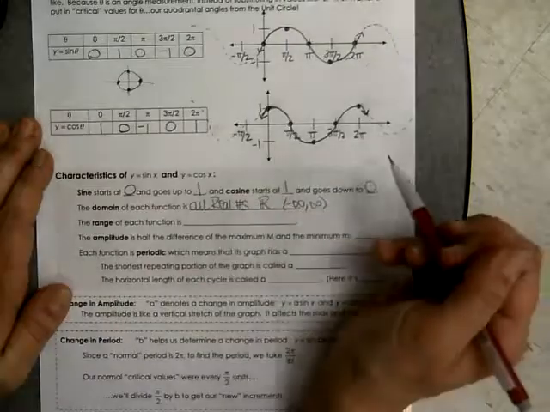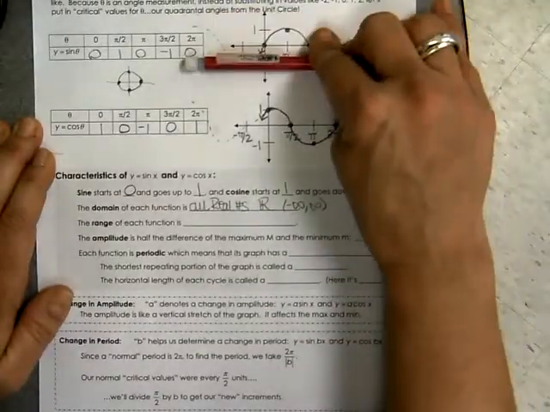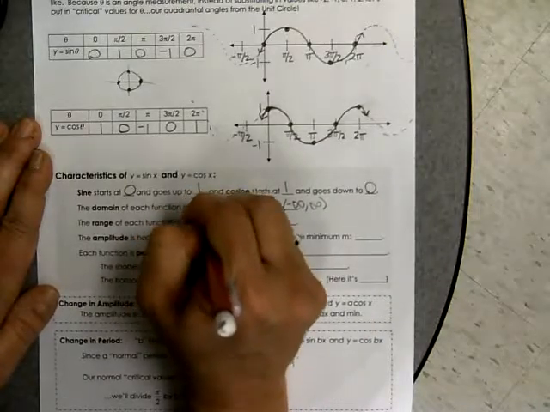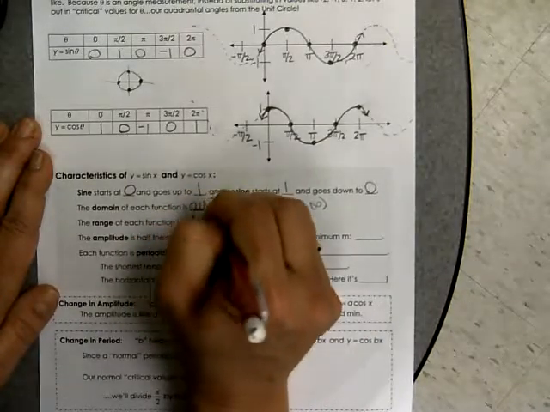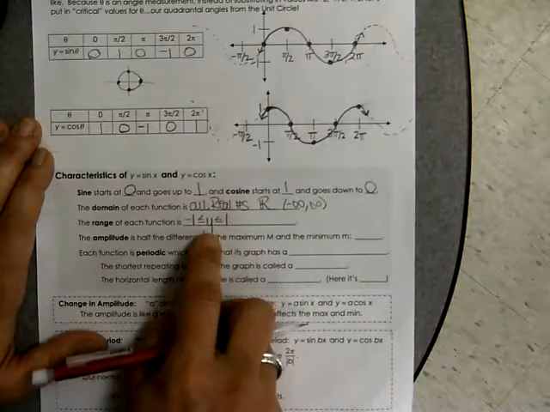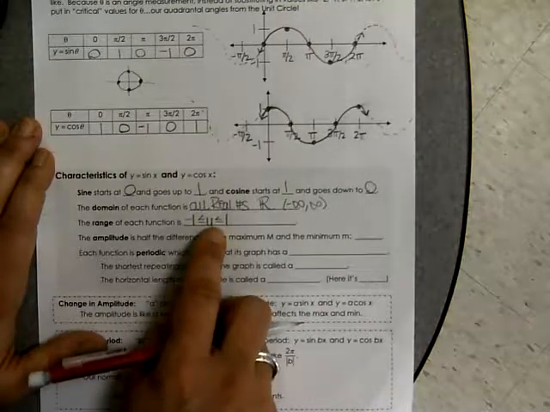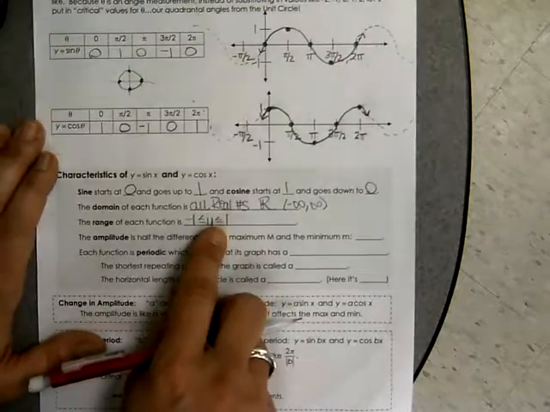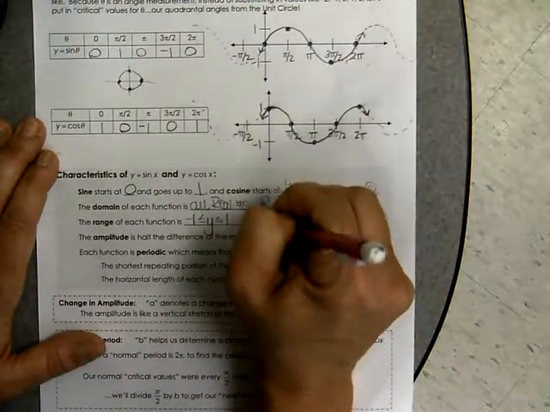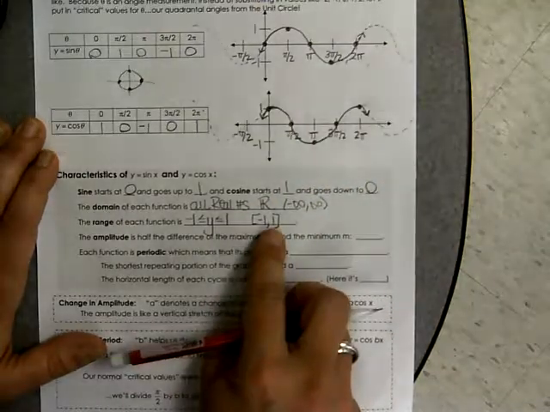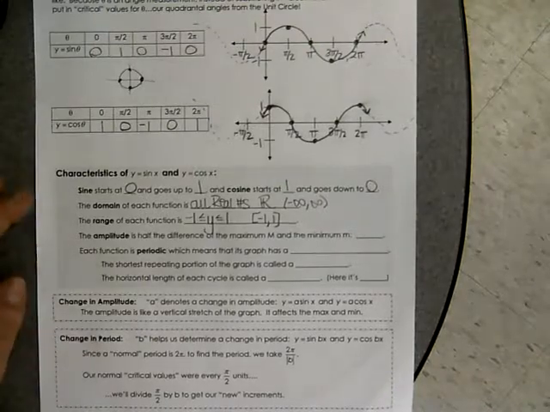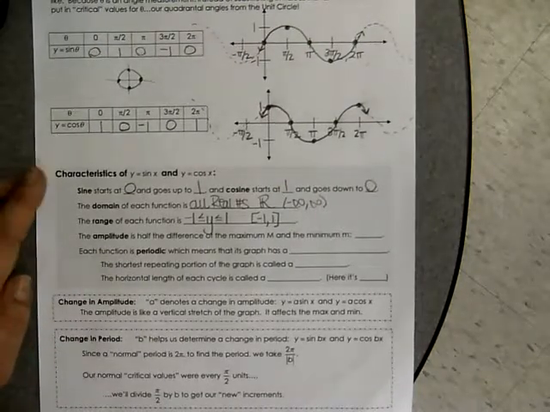But notice that the range of each function is bound between negative 1 and 1. So if you're writing this using inequalities, we can say that y is greater than or equal to negative 1 and less than or equal to 1 this way. Or you can use interval notation, and you want to have negative 1 and 1, but remember, use the square brackets to include them. Okay.